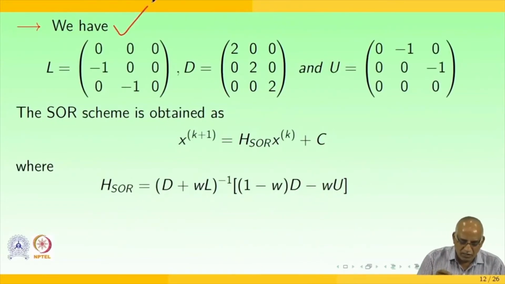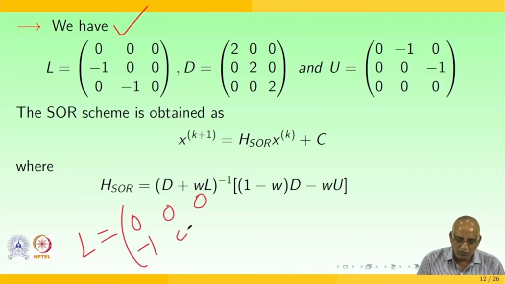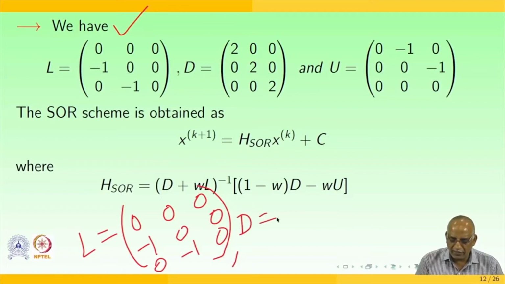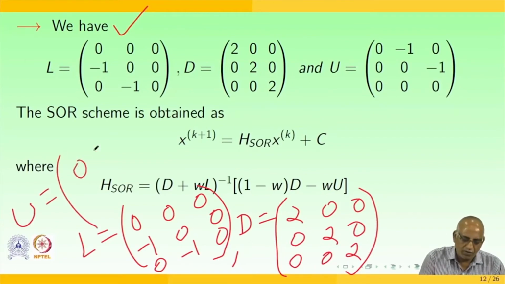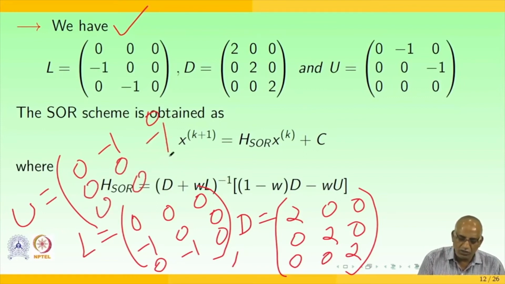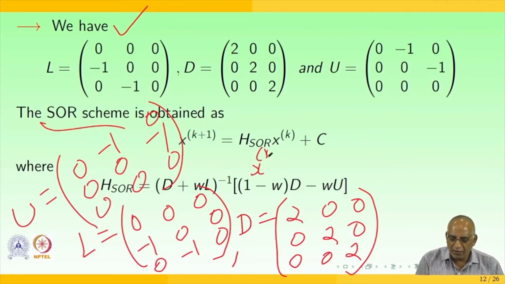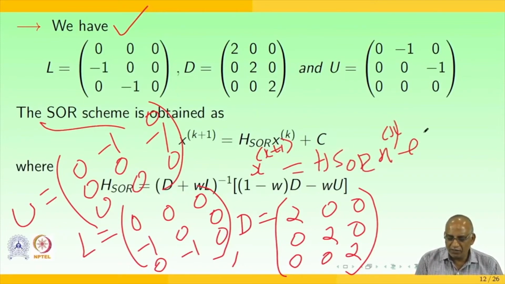And we have the lower triangular matrix L is equal to 0, 0, 0, minus 1, 0, 0, 0, minus 1, 0. And diagonal D is equal to 2, 0, 0, 0, 2, 0, 0, 0, 2. And upper triangular U is equal to 0, minus 1, 0, 0, 0, minus 1, 0, 0, 0. So we will have the SOR method is x of k plus 1 will be equivalent to H times of successive relaxation x of k plus some constant c.